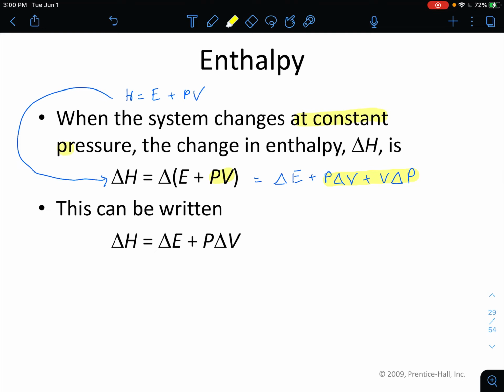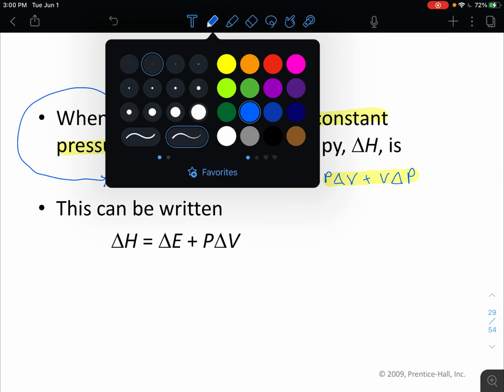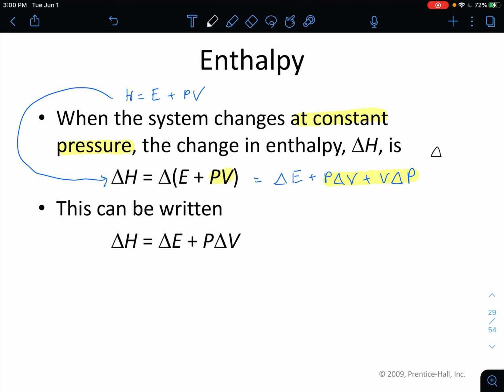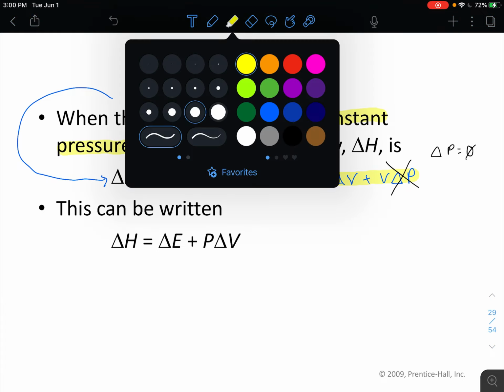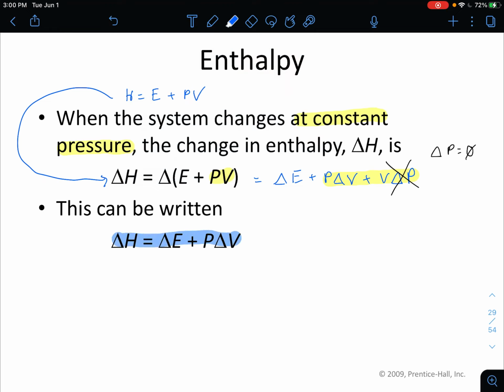But since I'm at constant pressure, delta P equals 0, so V delta P drops out of the equation, and then I get this equation instead. Delta H equals delta E plus P delta V. So that's how we're defining the enthalpy change for a process in terms of the internal energy change and the volume change.